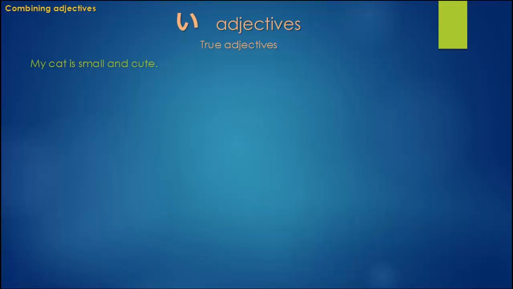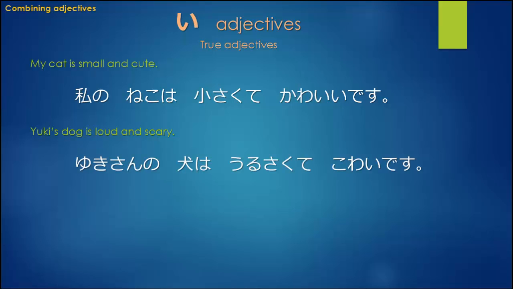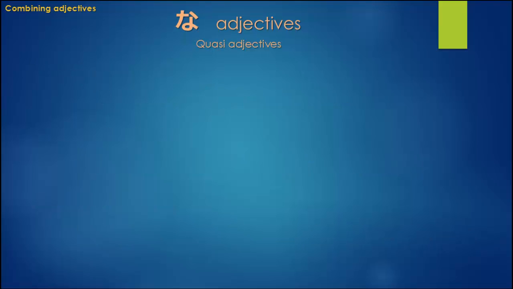You may want to pause it now and try and work out the sentence before I show it. My cat is small and cute. 私の猫は小さくてかわいいです. Yuki's dog is loud and scary. ゆきさんの犬はうるさくて怖いです. Emmy's duck is interesting and small. エミさんのアヒルは面白くて小さいです.